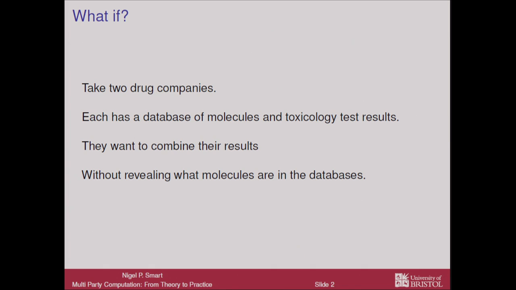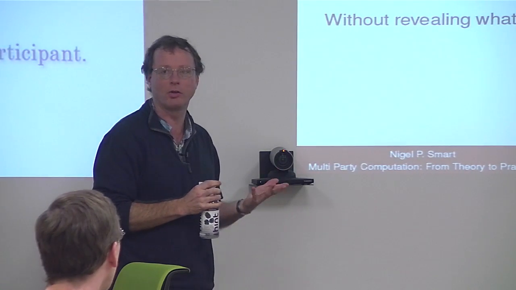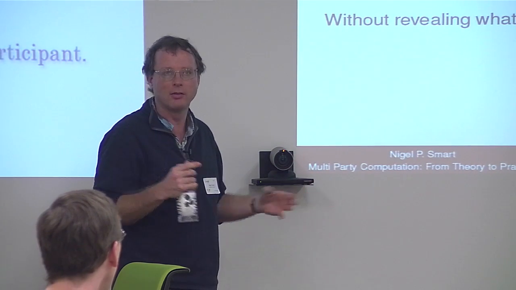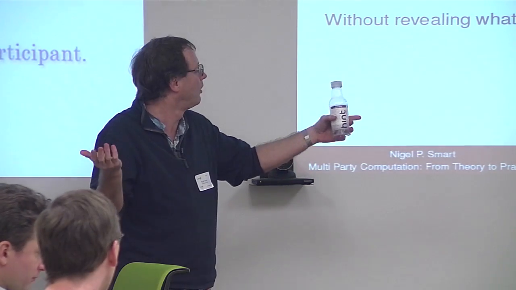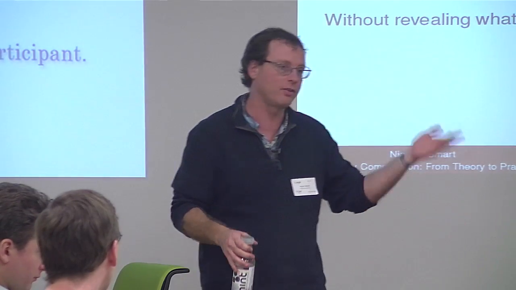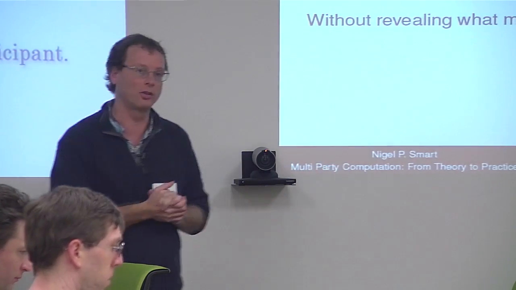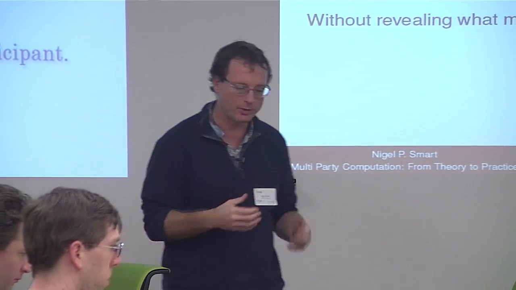We've got two drug companies, each with a database of molecules and toxicology test results, and they want to combine their results. They have drug A, and they want to know: did drug A kill someone when it was used by drug company B, or did it kill the rat? They just want the yes-no answer without revealing what drug they're testing. We've talked to a bunch of drug companies in the UK, and this is a big thing they want to do, so they don't have to keep replicating tests. They might have done the tests for different reasons, one trying to solve cancer, one Alzheimer's, but they still want the toxicology results for shared chemicals. So that's one application.